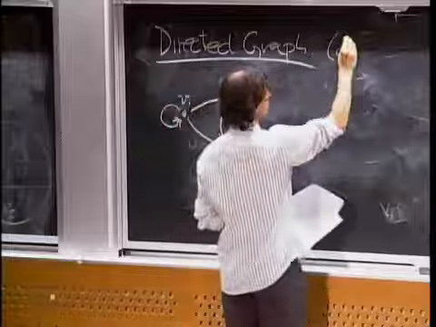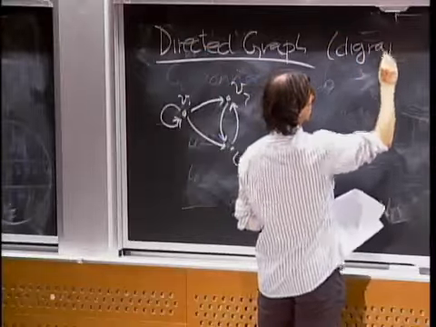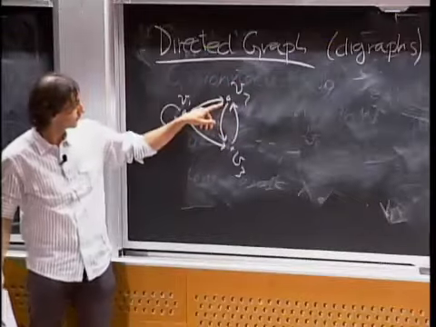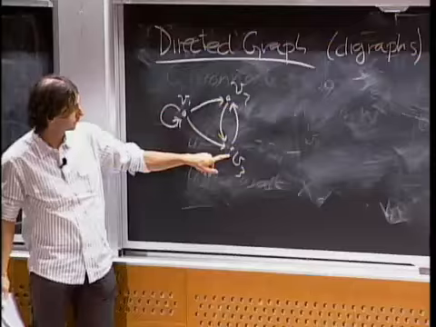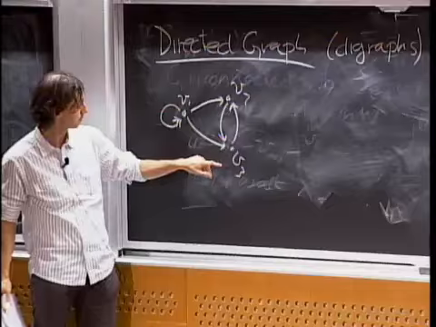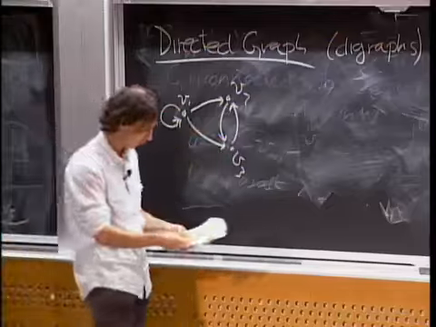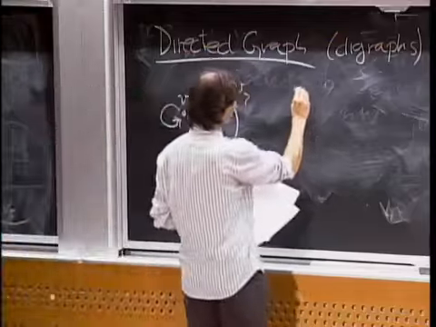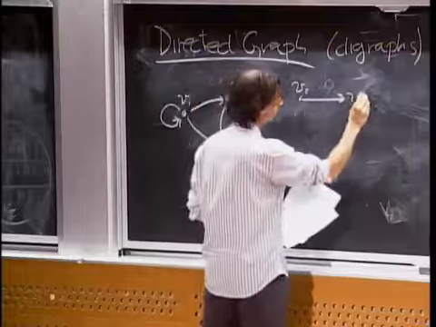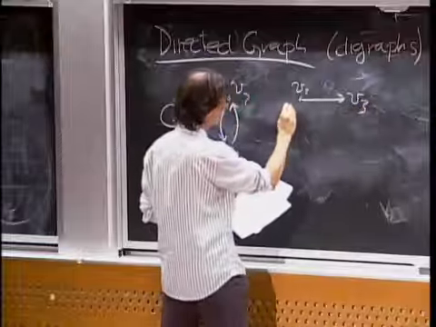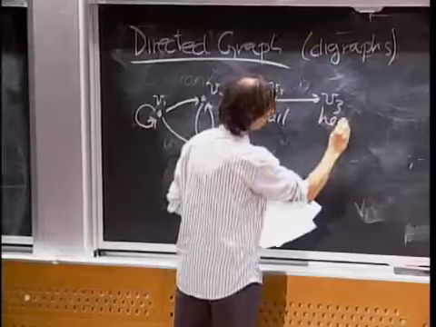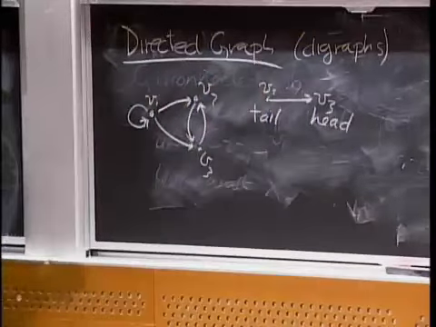We also call these digraphs. And as you can see, we may have an edge that goes from V2 to V3, and also one that goes from V3 to V2. So these are two separate edges. So every edge has a direction. And we usually say that if we have an edge that points from V2 to, say, V3, then we call this the tail. And over here we have the head. So this is some notation that we may use.